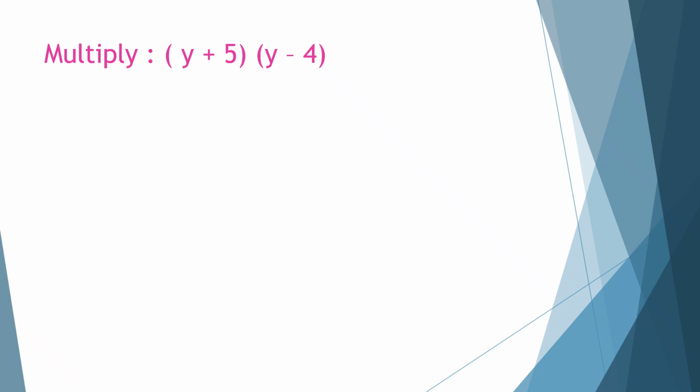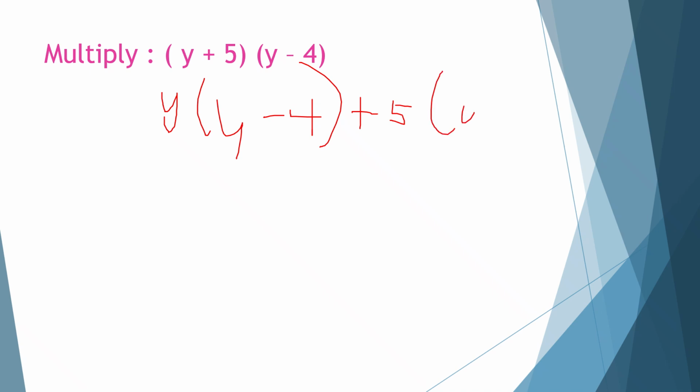Okay, so here is another example using the distributive property. So we can distribute y times y minus 4 plus 5 times y minus 4.